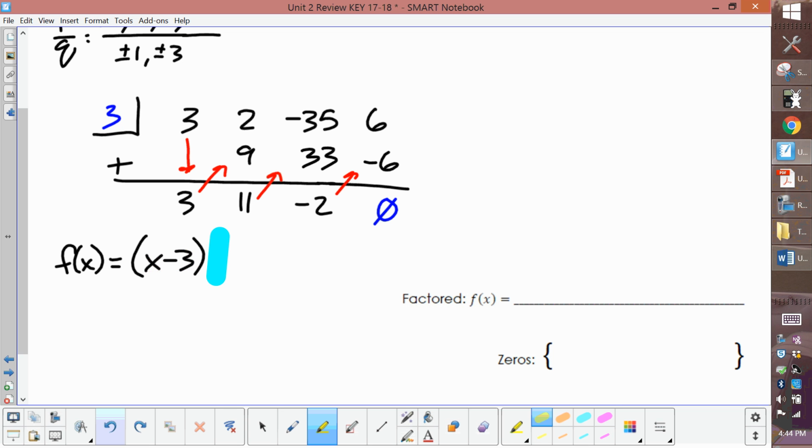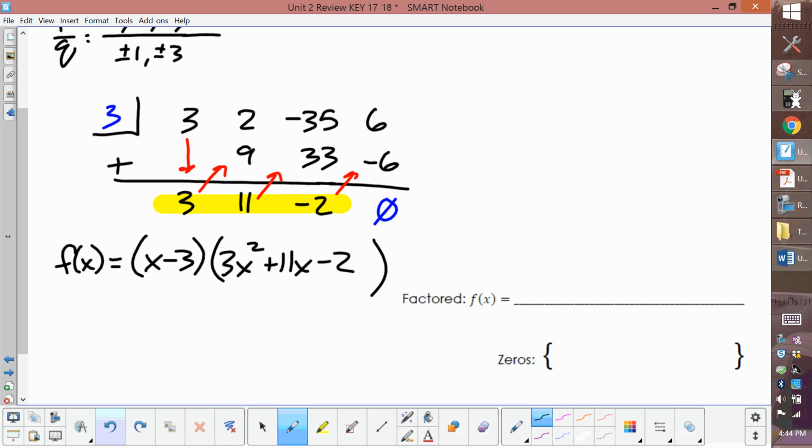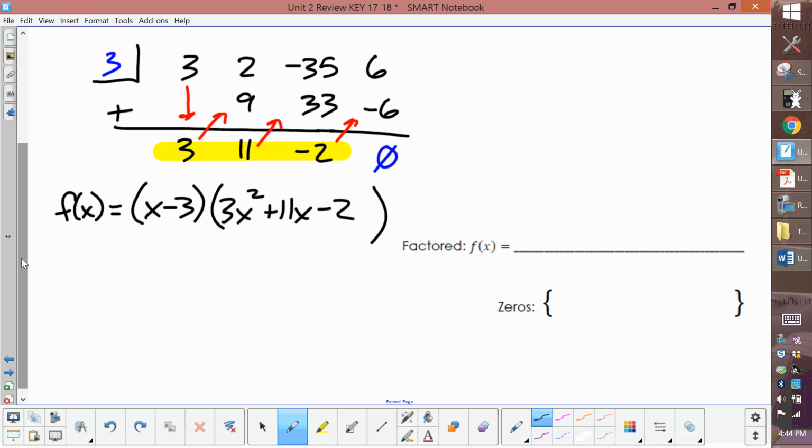And then I'm going to turn this into a trinomial here. I'm talking about these three terms, 3x squared plus 11x minus 2. And then I would try to factor this. And through trial and error, I would try a bunch of different options, but I don't have too many options. Like, I know it's got to be 3x and x. I know my signs have to be different.